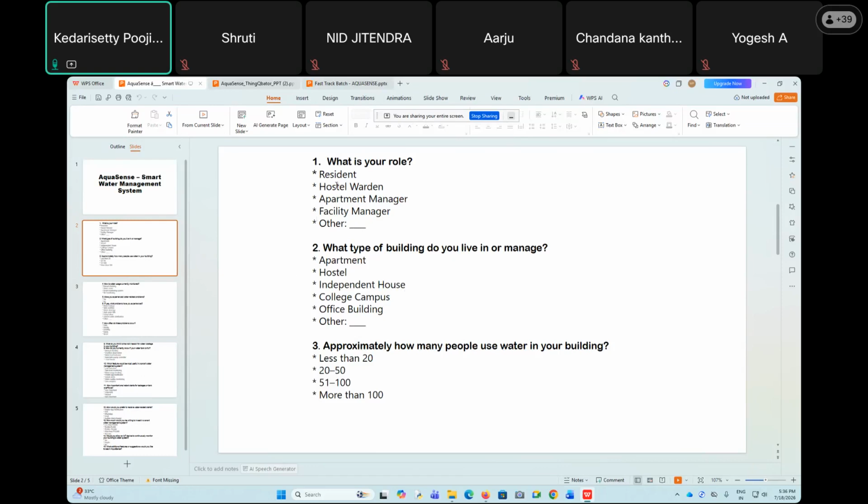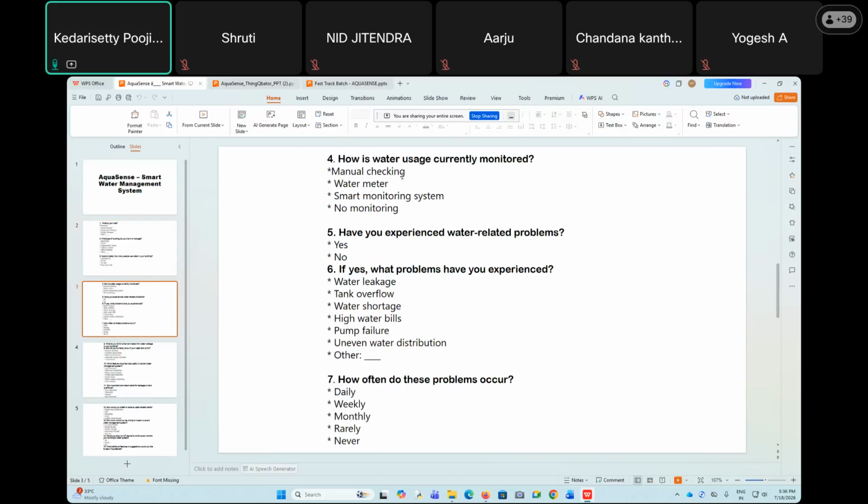For a resident in a house, the usage of water will differ a lot from an apartment or a hostel. Going to the next, how water usage is currently monitored in their place, what type of problems they experience, and how often these problems occur. These questions gave me some insights, like the frequency of the problems faced by the people. This also helps to upgrade the efficiency of the AquaSense which we are going to develop.